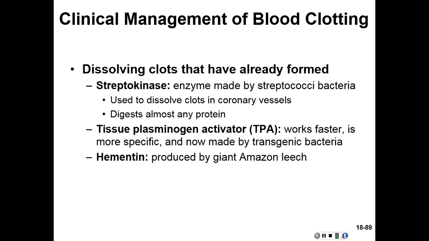Alright, again, streptokinase enzymes made by streptococcus bacteria help to digest almost any protein. Tissue plasminogen activator works faster and is made of transgenic bacteria. And hirudin is produced by Amazon leeches. So this concludes chapter 18.